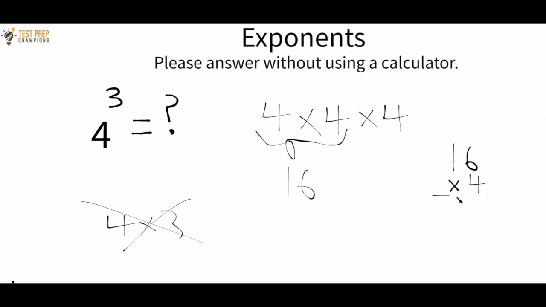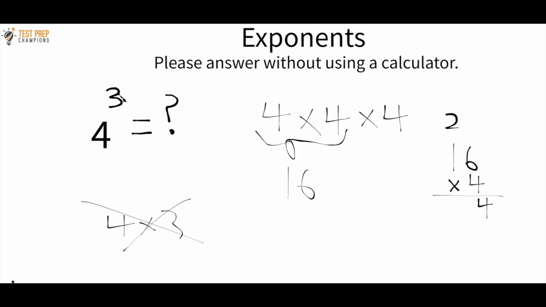So 4 times 6 is 24. So I'm going to put the 4 down here. I'm going to put the 2 up here. And I'm going to do 4 times 1, which is 4. And I'm going to add 2, which gives me 6. So the answer here is 64. So 4 raised to the power of 3 equals 64.